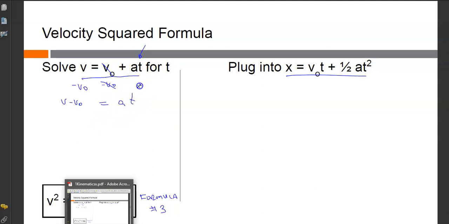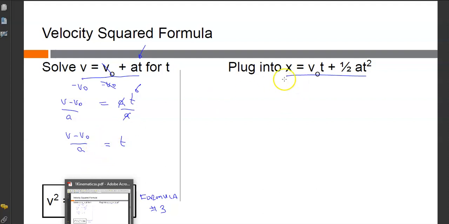I want to get the t by itself, so I have to get rid of that multiply by a. So I divide by a over here. The a's cancel, and I'd have v minus v naught over a equals t. All right, so that was step 1.